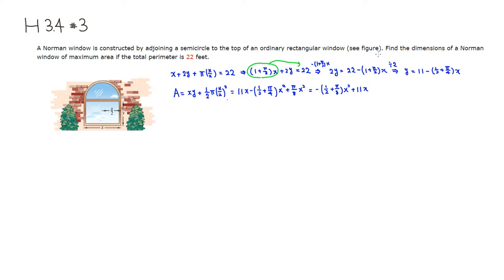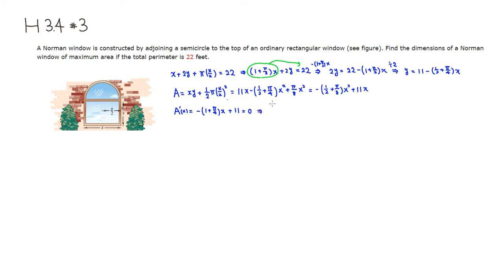Right. So if you take the derivative, A prime, think of it as a function of x. So this is going to be negative, multiplied by 2, so this is going to be 1 plus pi over 4 x, then plus 11. Actually, not squared, because we took the derivative. Right, so we set that equal to 0 to find the critical number.